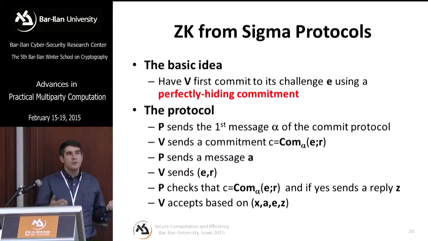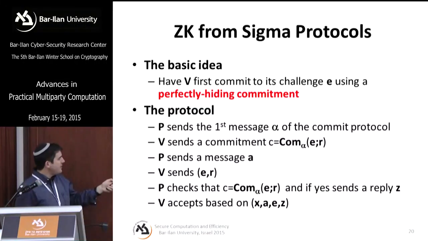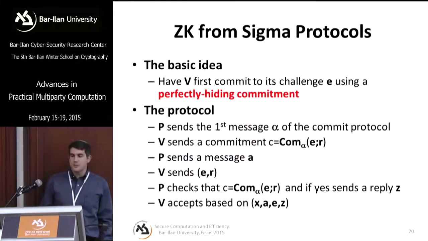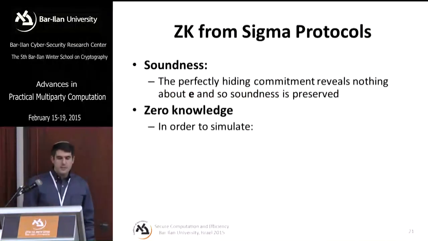I mean, if the prover knew E before it sent A, then we'd be in a terrible situation. Obviously, it could cheat, because it could run the simulation. But it doesn't know it, and therefore the prover is in exactly the same situation as beforehand, and soundness is preserved. Okay, so that's what we said here, but why do we have zero knowledge now?